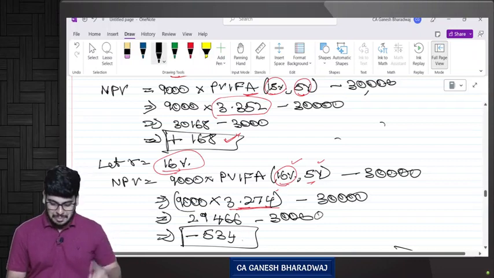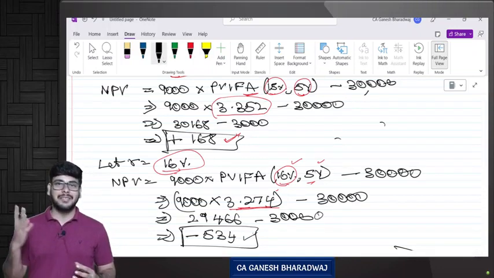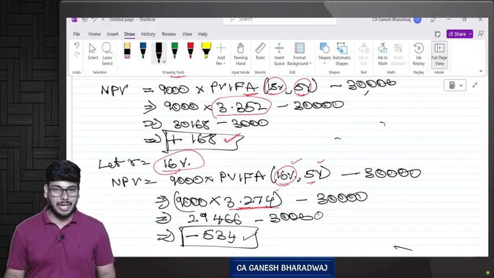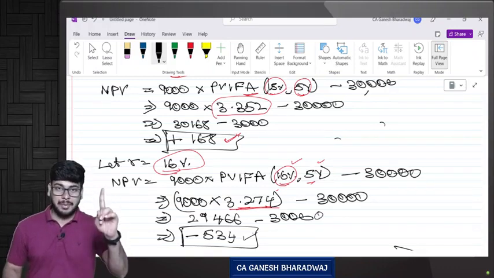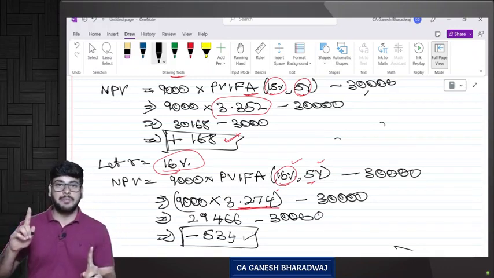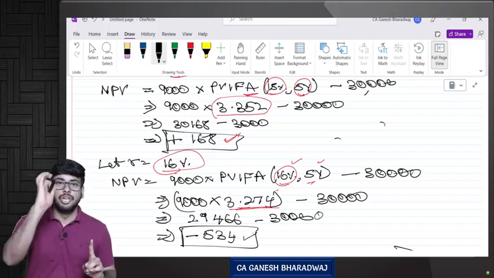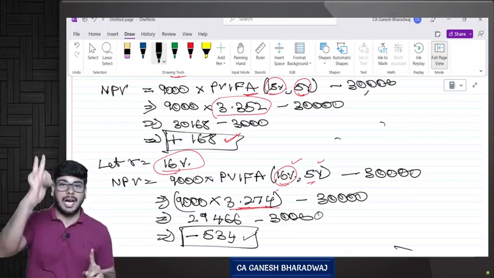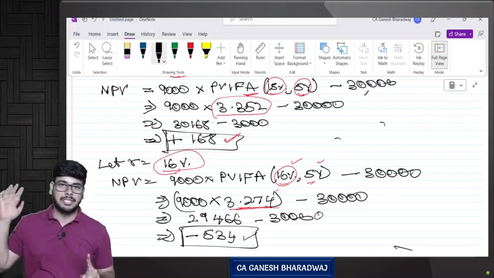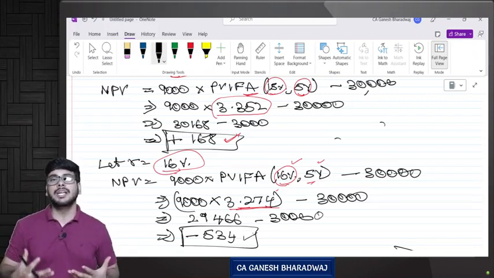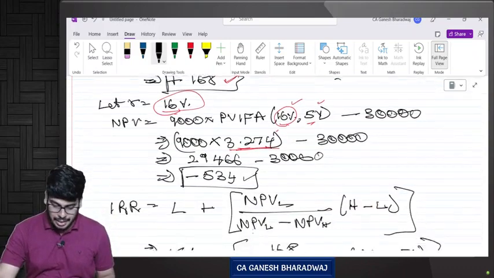So at 16%, you get a negative NPV. So 15% positive NPV, 16% negative NPV. So I want an NPV that should be equal to 0. So clearly my required IRR lies between 15% and 16%. Using the interpolation technique, I can find out my IRR.